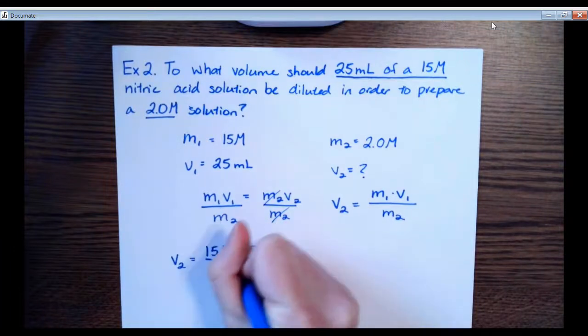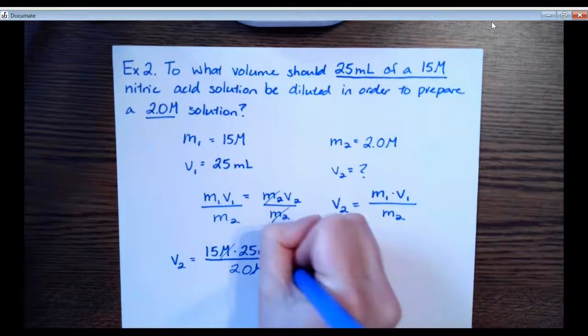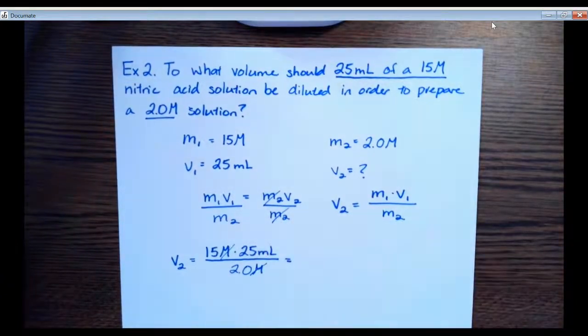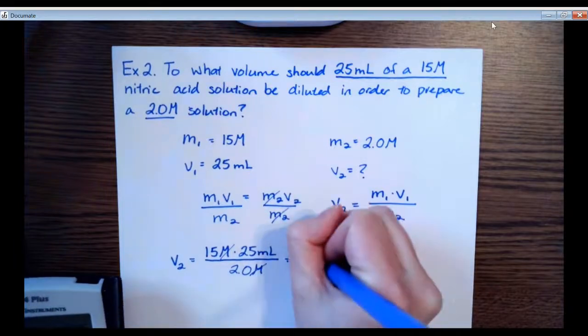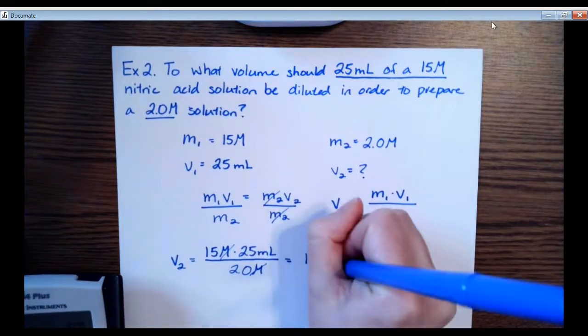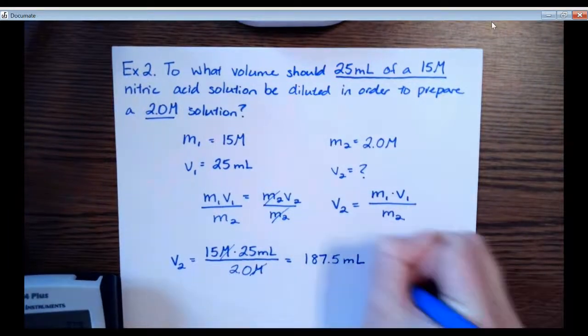So I look for 2 units to cancel, so I'm left with only 1, which is milliliters, which makes sense for volume. Always want to make sure that your math is turning out in the way you expect. If you get really weird units, you're probably doing something wrong. So 15 times 25 divided by 2. So I would need to dilute this to 187.5 milliliters. But again, I need to think about sig figs.